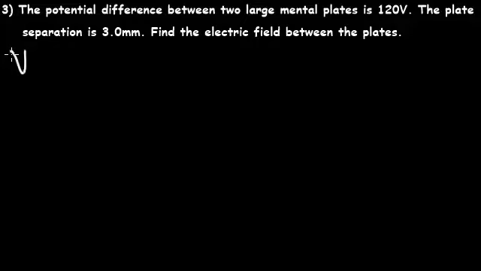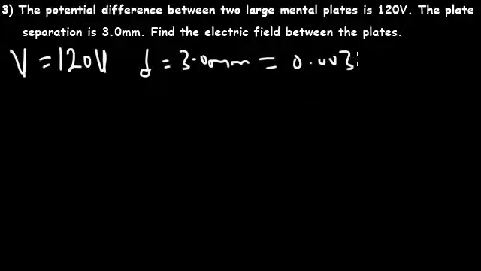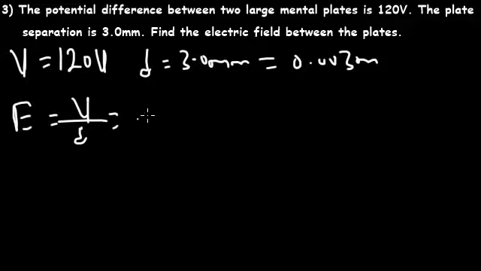So we have the voltage V to be 120 volts. And then we have separation distance D to be 3.0 millimeter. And upon having it in the appropriate unit, we have it to be 0.003 meter. For those who may be wondering, we have divided the 3 by 1000. So now we need the field strength. Earlier we said E is V over D. Upon substituting, we have 120 over 0.003.